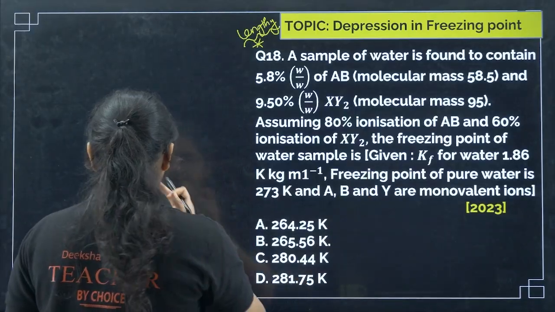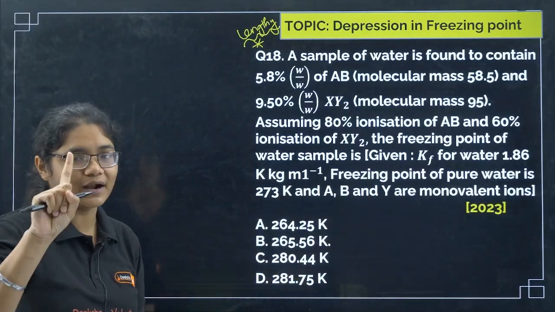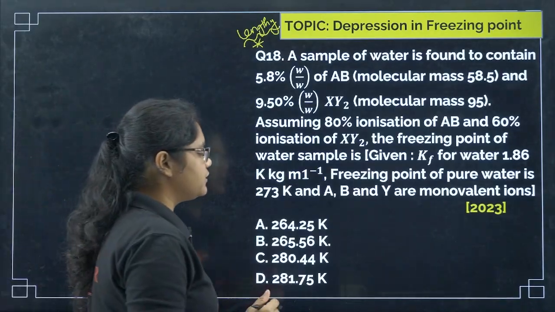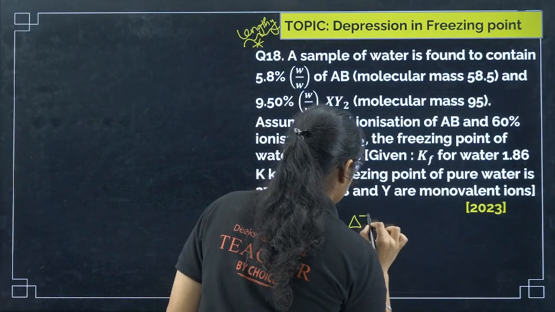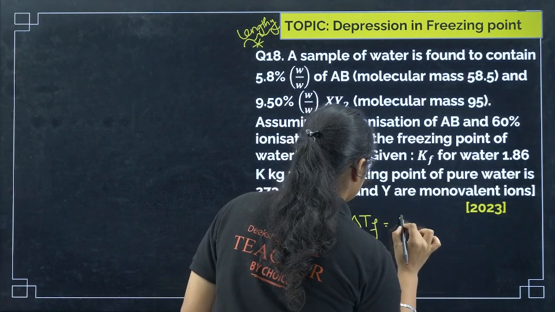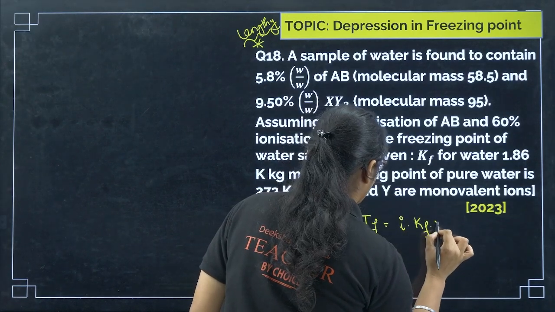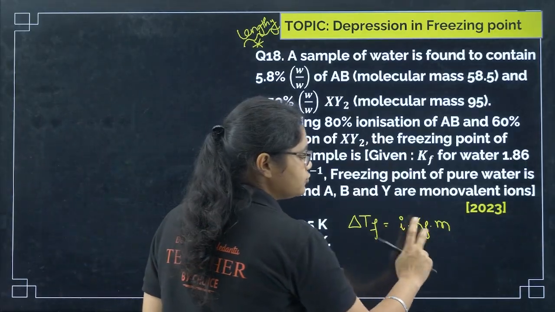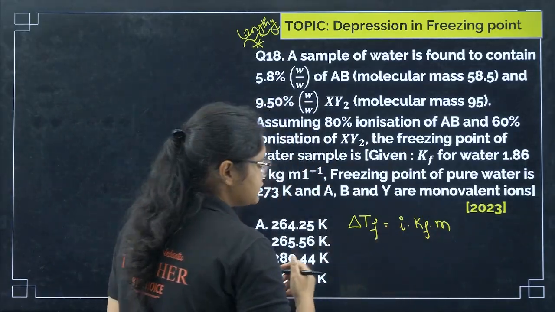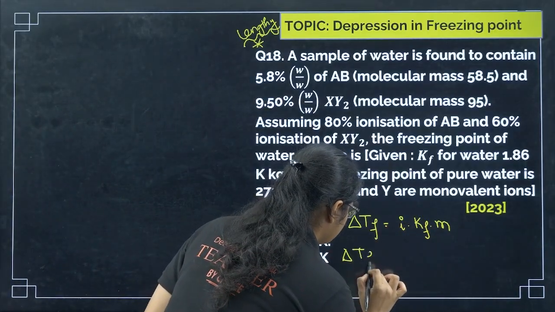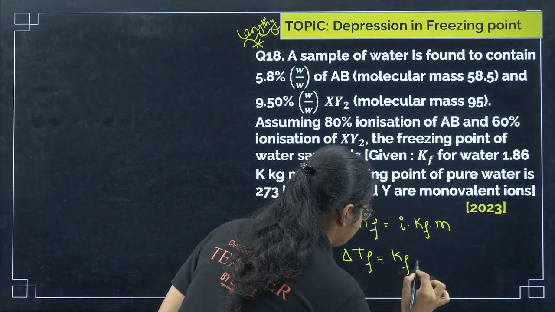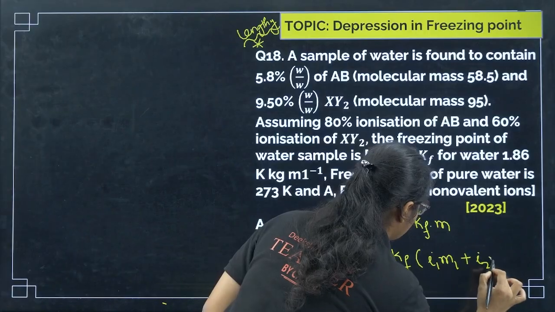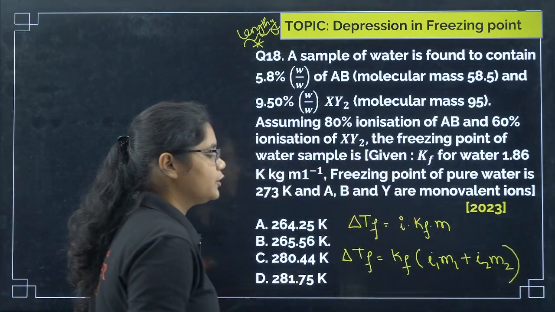Now see, till now we have done the questions with one type of solute, but here we have two types of solute. So what will be the formula? First let us know that delta Tf is equal to i into Kf into m. This is the general formula that we have. But now here we have two solutes and two i values. So here the formula changes a little bit, it gets modified like this: Kf into i1 m1 plus i2 m2.